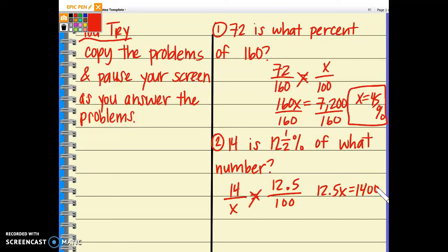1,400. Divide both sides by 12.5 to get x by itself. And you get x equals 112.